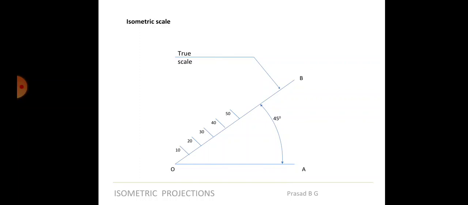Okay, so that represents true scale, isn't it? In this line, 10 mm means it is 10 mm only, or 20 mm means it is 20 mm only. It is not ISO, it is true scale. Now, how to get this into ISO scale?